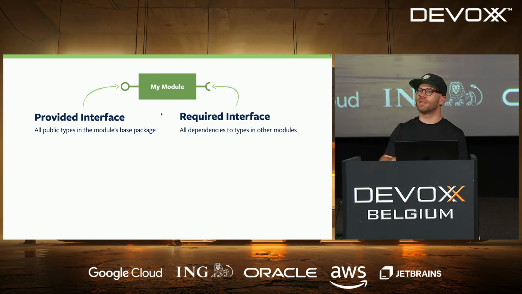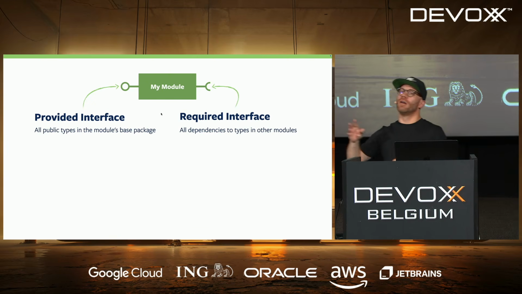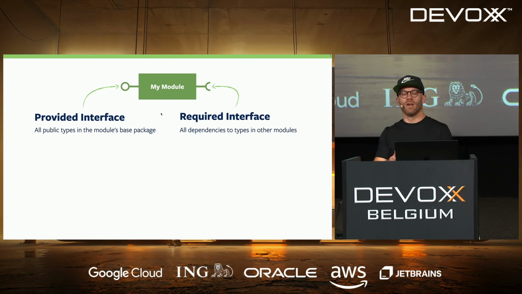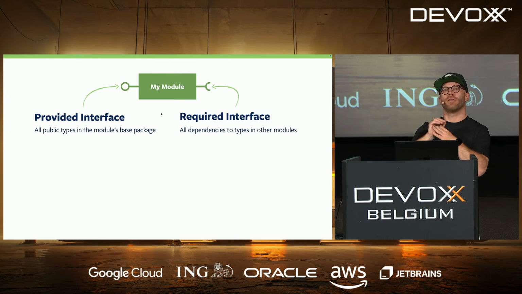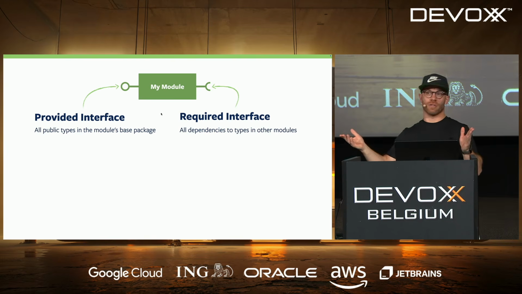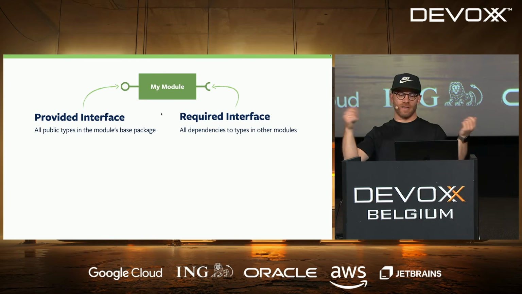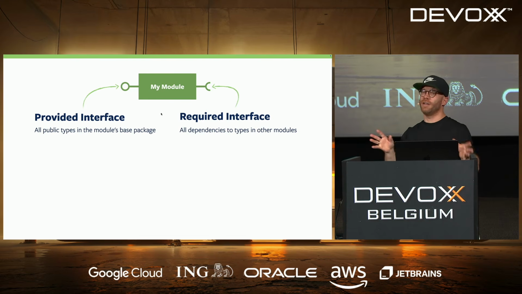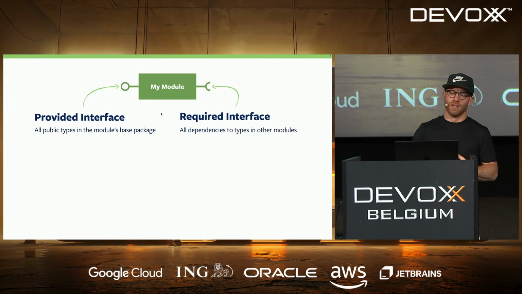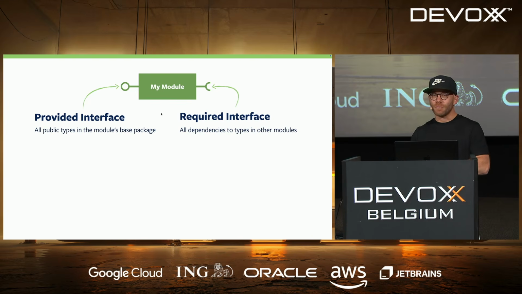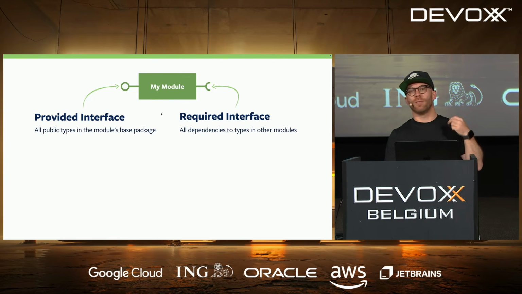The required interface is basically everything that it depends on. If you think of Spring classes or Spring components, they follow the same model here. The provided interface is all the public methods of the class. The required interface is all the constructor arguments. That's how the dependency injection puts together the components. So that's fine, and for most use cases, that's just enough.